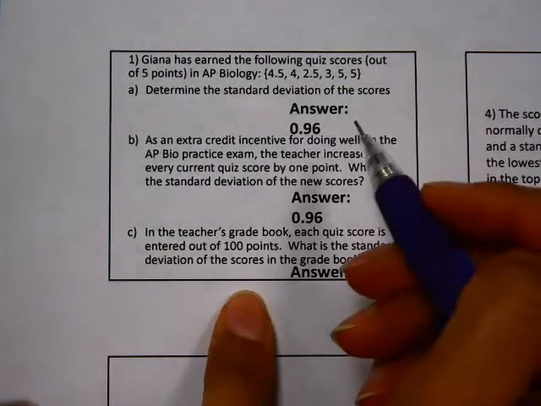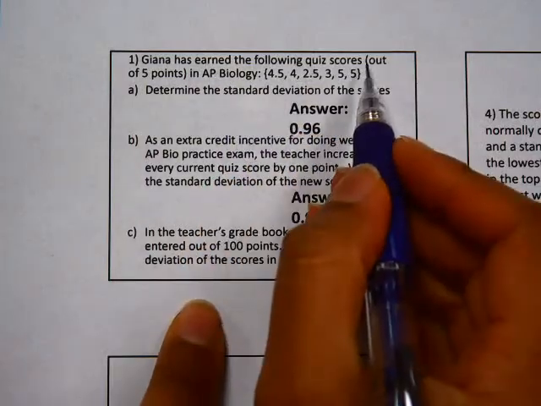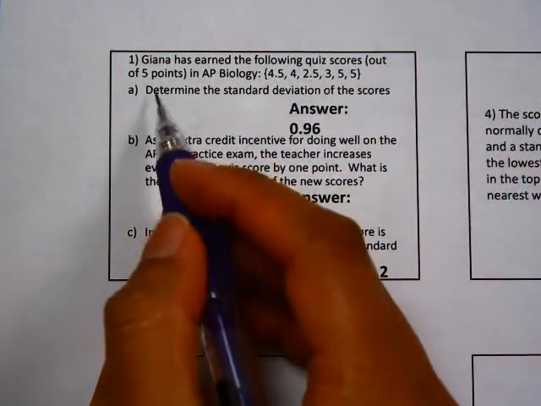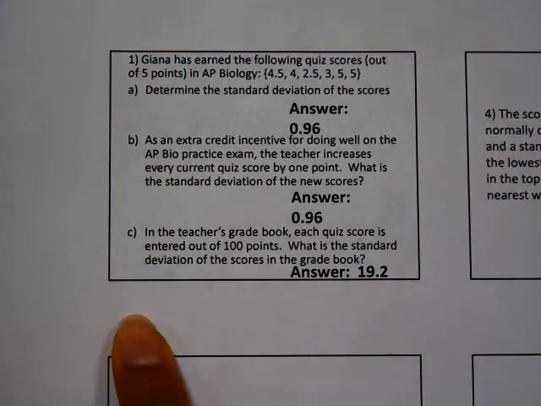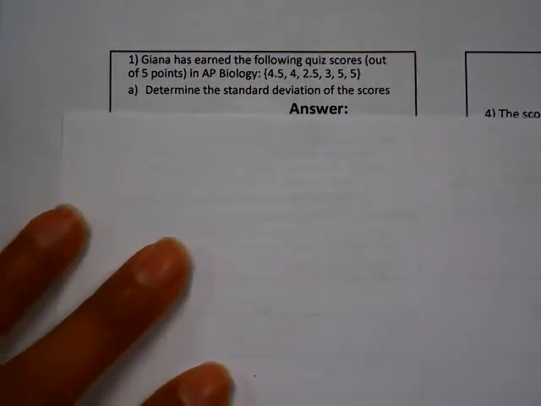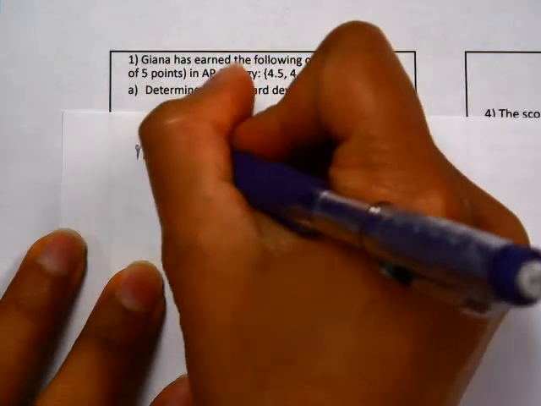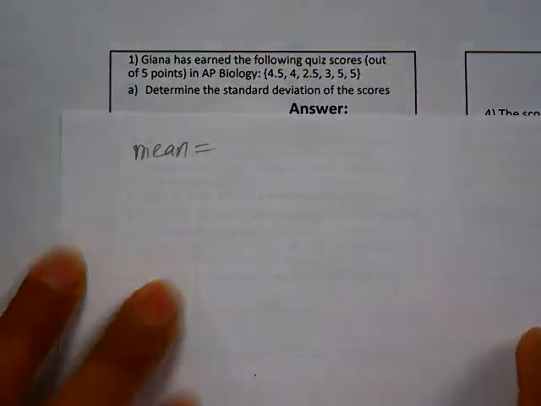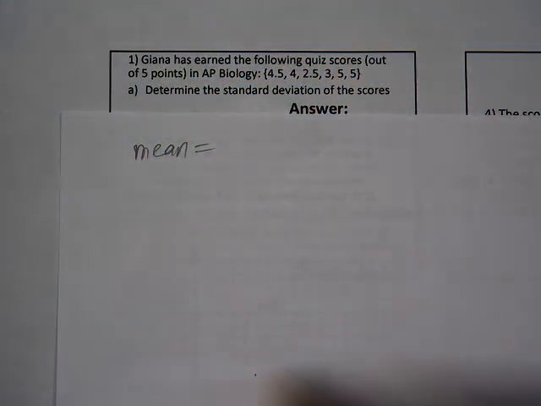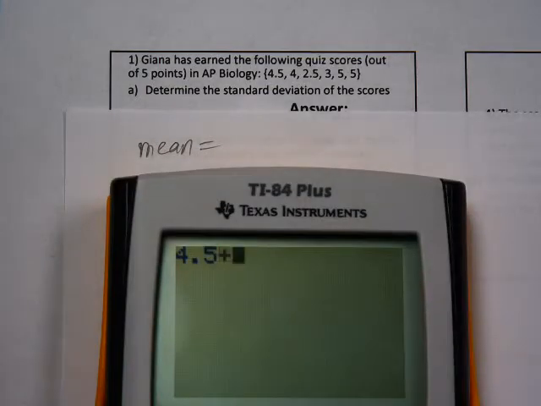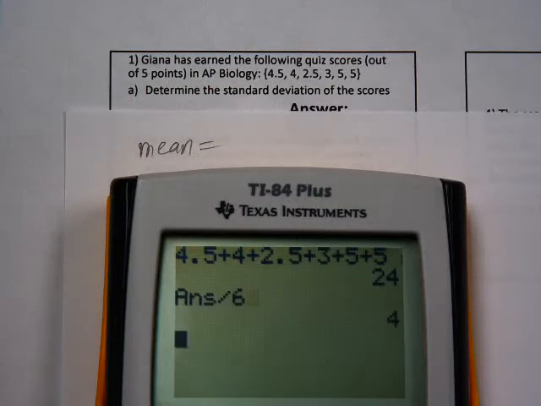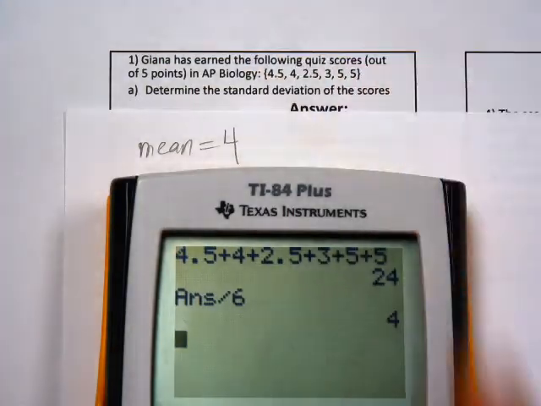Problem number 1, we have Gianna, who has earned the following quiz scores that are out of 5, and we're trying to find the standard deviation. In order to find standard deviation, the first step is to find the mean of all of the data. So in this case, if we add up the scores and divide by how many there are, 6 quiz scores, we get a mean of 4.